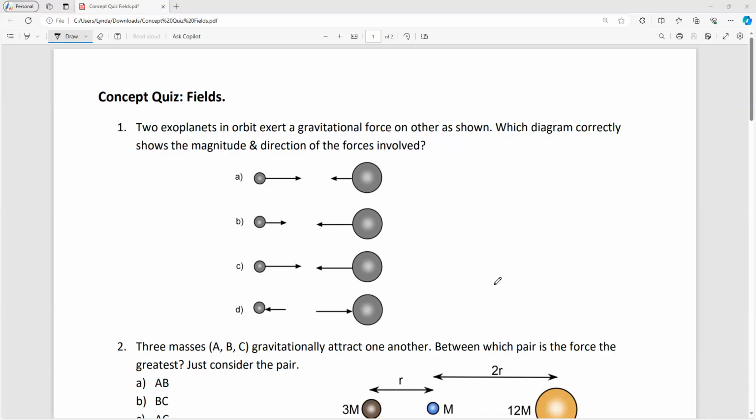For the first question, I want to hear what you think we should select and why. They're talking about two exoplanets in orbit. They exert a gravitational force on each other. Which diagram shows the magnitude and direction of the forces involved? Okay, so gravitational forces between two planets. In which direction are they? Are they different in size? Are they the same in size? So what do you think?